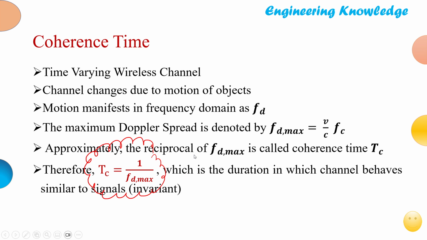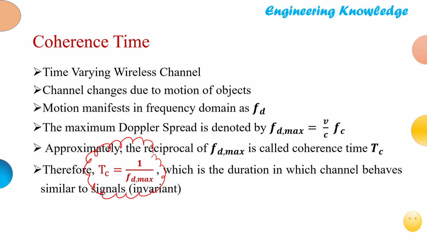This is directly related to the motion of the various objects in the wireless communication system. If everything is stationary, Fd is 0, the coherence time is infinity, which means the channel behaves uniformly over a very large span of time, ideally infinity. But whenever there is a relative motion, there will be some Doppler spread Fd. Therefore, there will be some maximum Doppler shift Fd max, and its reciprocal will give us the coherence time of the communication channel, the duration in which the channel behaves similarly for the signals.